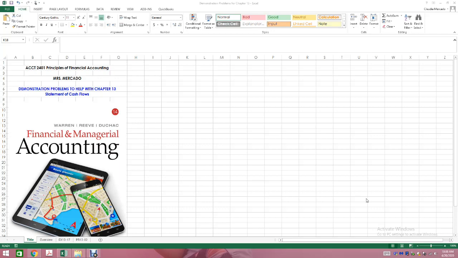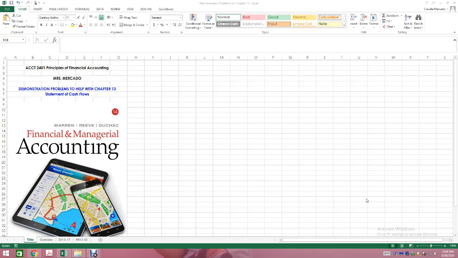Now, there is a lot of information included in this chapter that I cannot cover in this lecture because I am limited on time. Please make sure that you do read the entire chapter so you can understand the different components of the statement of cash flows, so it can simplify things for you when you're actually working out the problems.